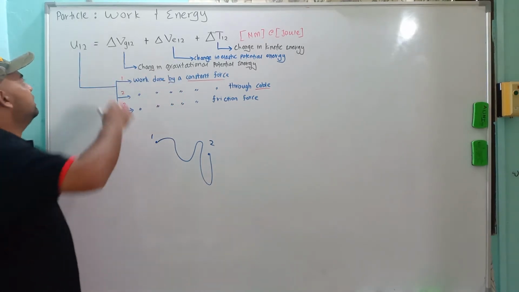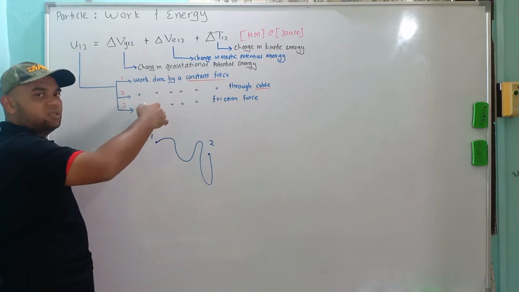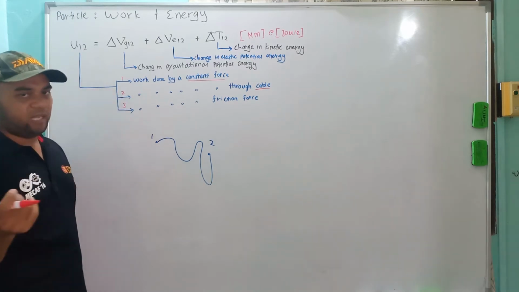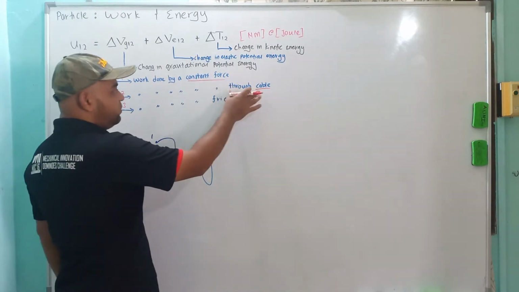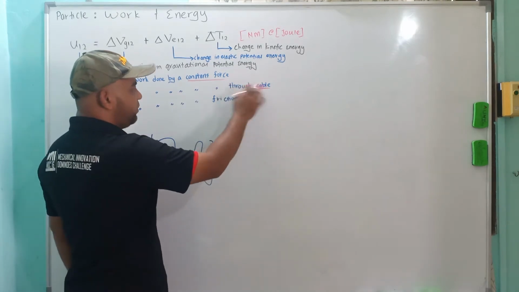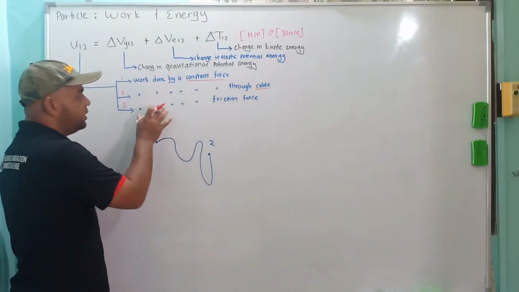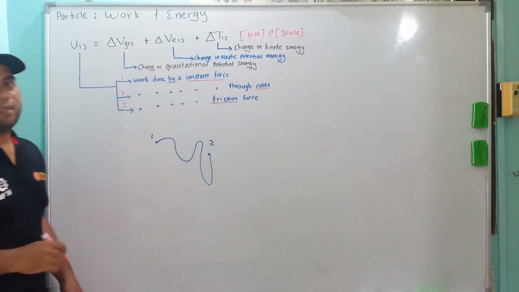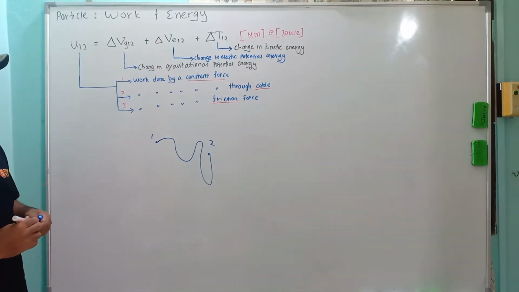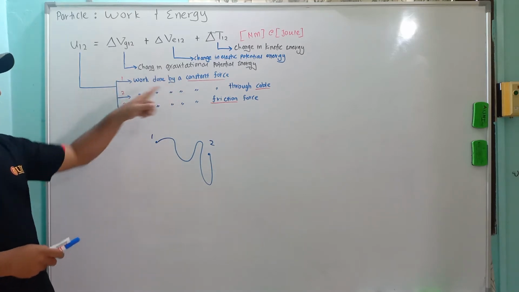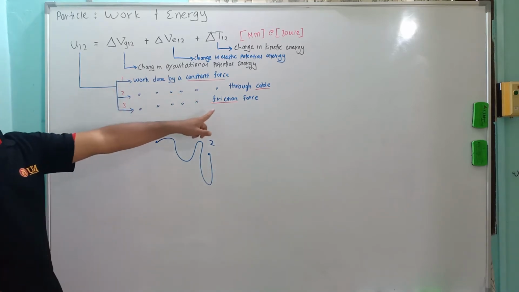All of these are work done by a constant force but different. The difference is that this one is a constant force acting directly on that component. This one is also a constant force, but there is a cable. And this last one is work done by a constant friction force. So later on I will call the first one constant force, the second one cable, and the third one friction.